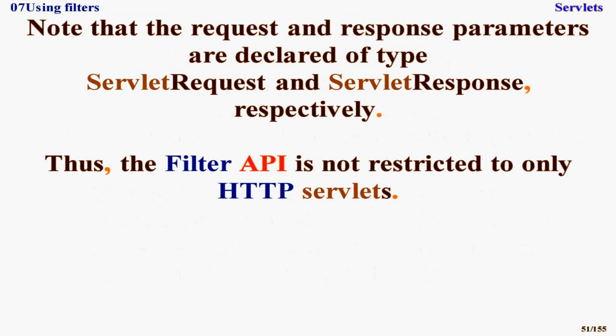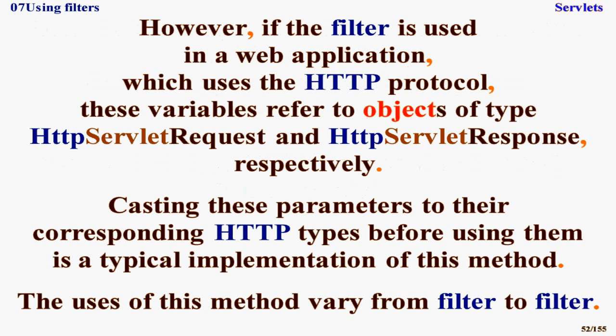Note that the request and response parameters are declared of type ServletRequest and ServletResponse, respectively. Thus, the Filter API is not restricted to only HTTP servlets. However, if the filter is used in a web application which uses the HTTP protocol, these variables refer to objects of type HttpServletRequest and HttpServletResponse, respectively. Casting these parameters to their corresponding HTTP types before using them is a typical implementation of this method. The uses of this method vary from filter to filter.